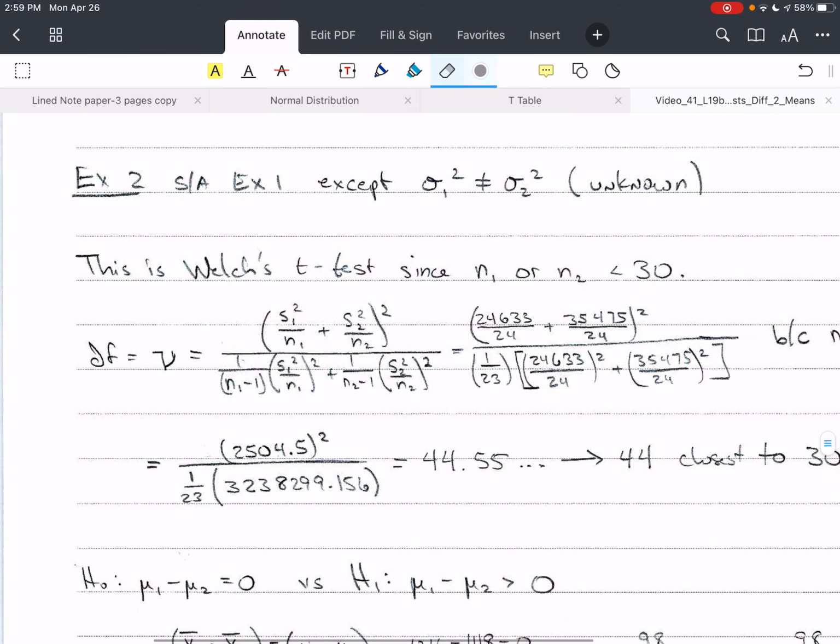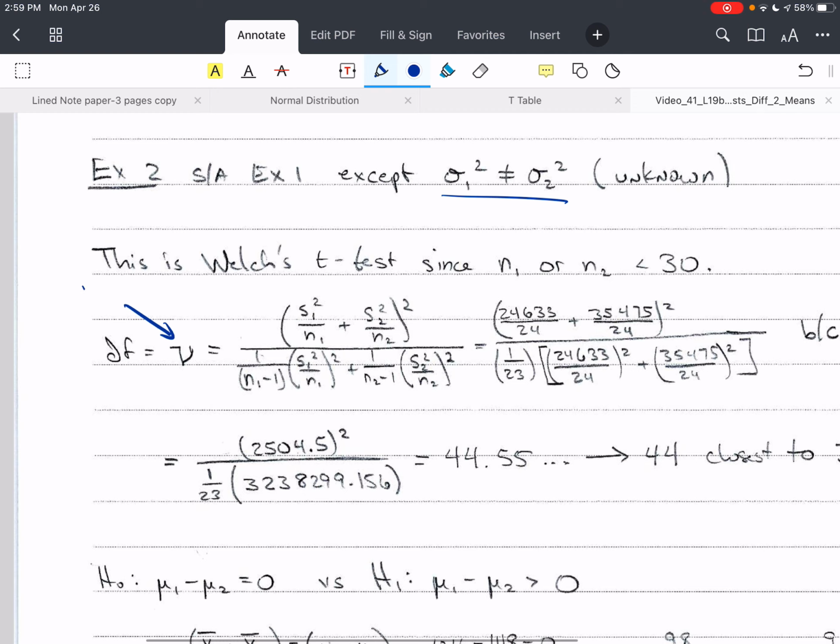Now, example 2 is going to be the same as example 1, except we're not assuming that the variances are equal. They're unknown and we don't know. So this is Welch's t-test, and since n1 or n2 is less than 30, it's Welch's t-test. Okay? So we're going to calculate nu. By the way, this is a Greek letter nu.